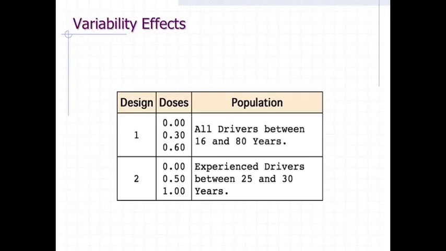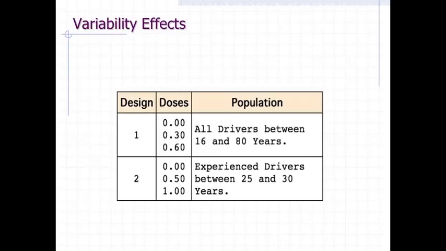It is important to be aware that both the variability of the population sampled and the specific levels of the independent variable are important determinants of the proportion of variance explained. Consider two possible designs of an experiment investigating the effect of alcohol consumption on driving ability. As can be seen, Design 1 has a smaller range of doses and a more diverse population than Design 2. What are the implications for the proportion of variance explained by dose?